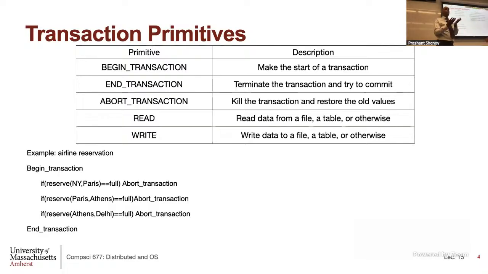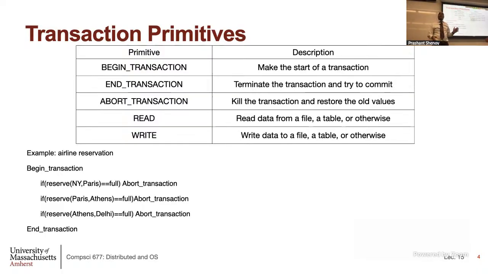So let me now give you some simple examples before we think about how we are going to implement at least a few of those properties, not all of them. Here is essentially how you write a transaction in a distributed system or in a database. Essentially, you can write arbitrary code.